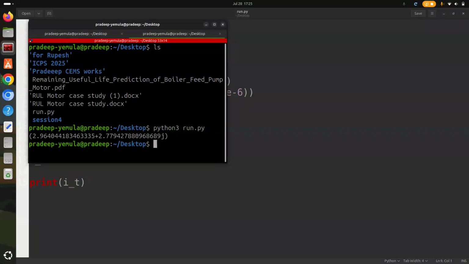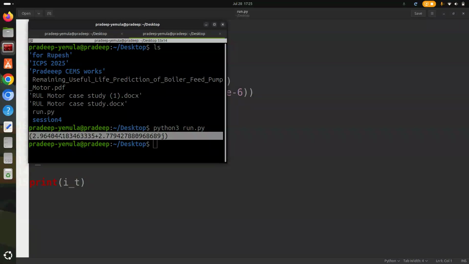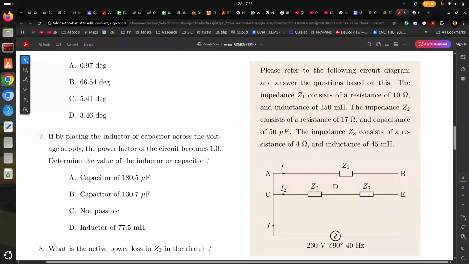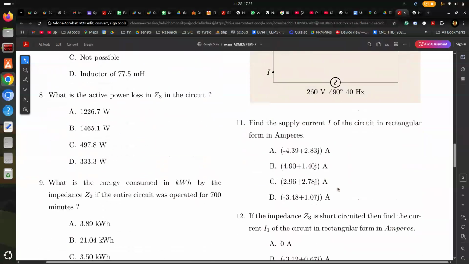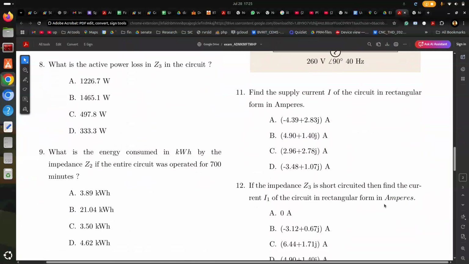Let us look at the choices. Remember this answer: 2.964 and 2.779. Now whether it will match with one of the options or not, let us see. So the C option is matching, so C is the correct answer.